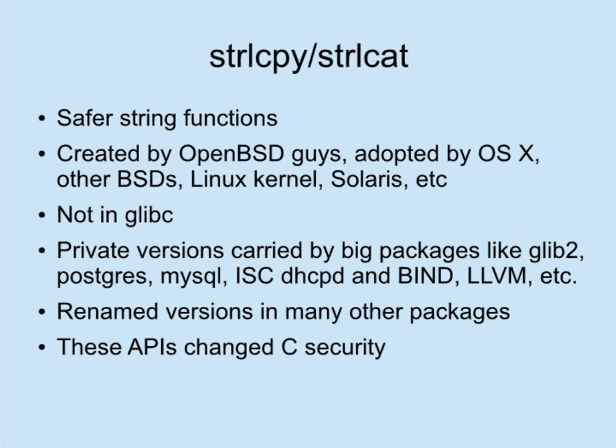The string functions, strcpy and strcat, were responsible for a lot of security problems. These safer versions were first created in the OpenBSD world. They quickly gained popularity and were picked up by OS X, other BSDs, the Linux kernel, Solaris, etc. They're not in glibc, but many software packages carry versions of them. Packages like glib2, PostgreSQL, MySQL, Bind, ISC DHCPD, LLVM. These APIs changed the security of the C language across the world.